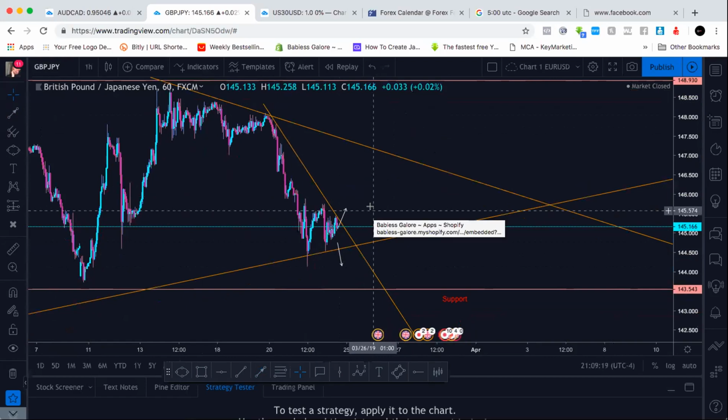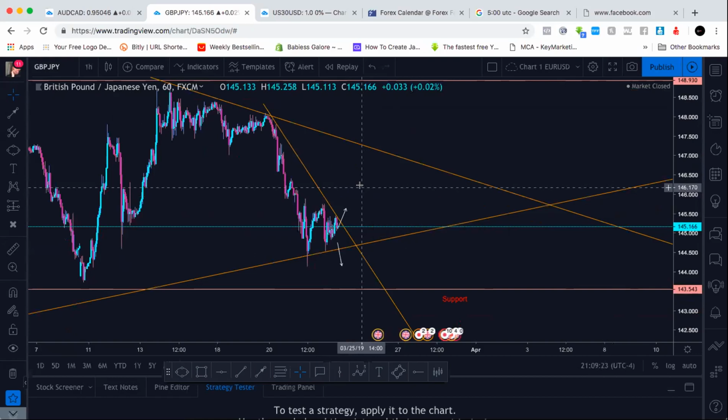Sell. Awesome. So when you sell this, you're only going to want to sell it to your support, because we know that when price gets to our support, we're pretty much going to start looking for buys for it to go all the way back up.